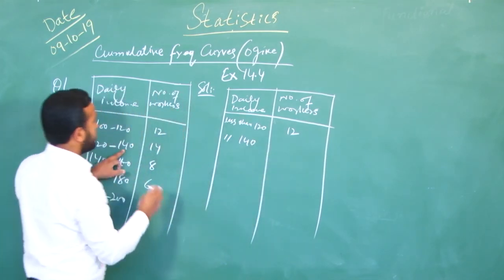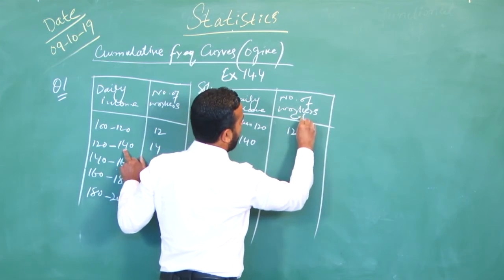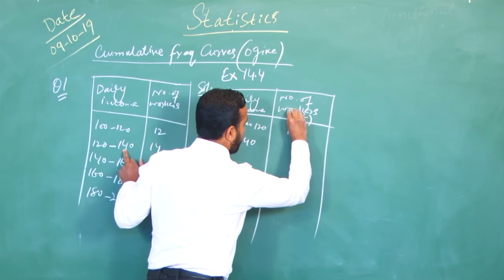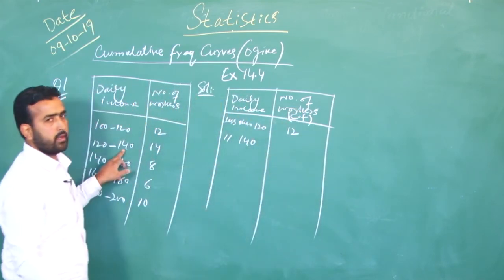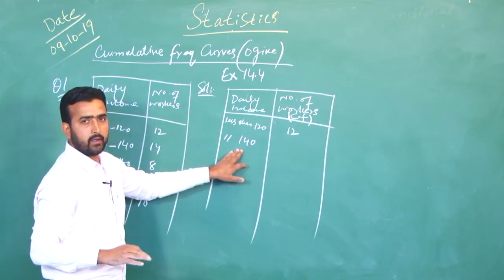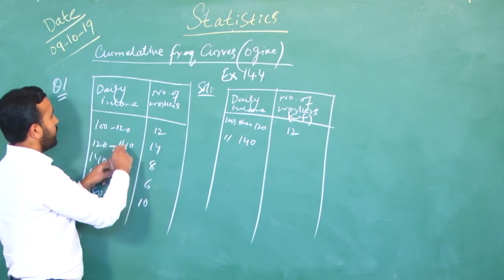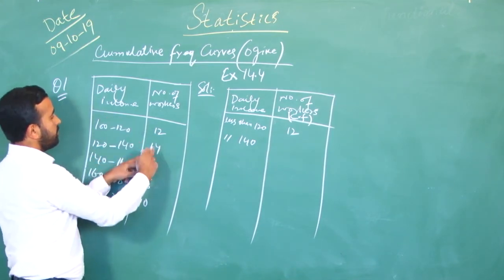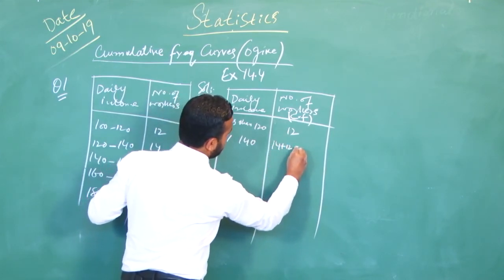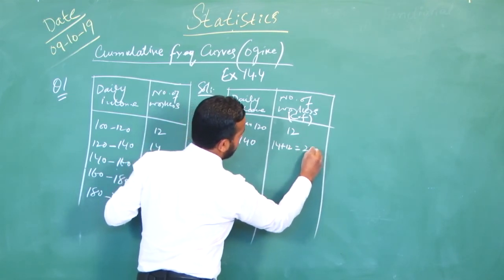But what is the frequency that should be written? That will be the cumulative frequency, CF, of the number of workers, which we are going to plot against these less than type data. Now let us see, we have to write here less than 140. In this group, less than 140, the previous group will be included. That is, we have to add up the frequencies. It is 14 plus 12, which is equal to 26.